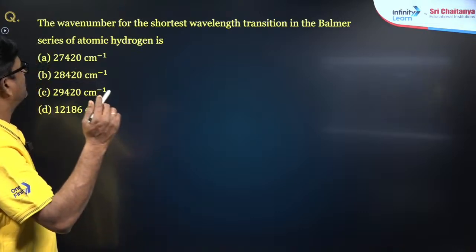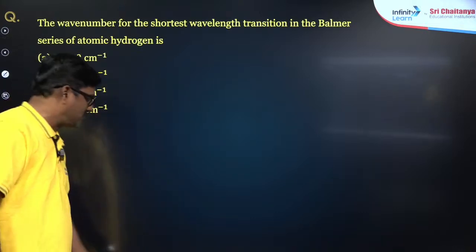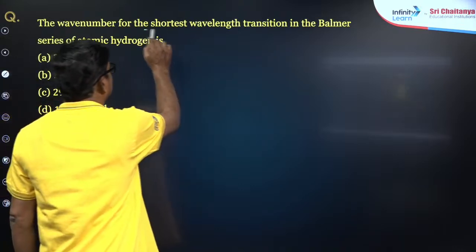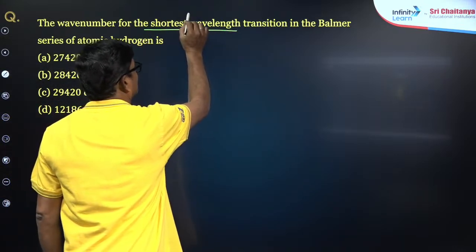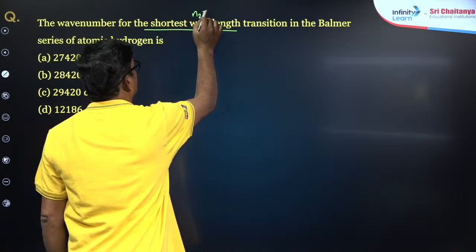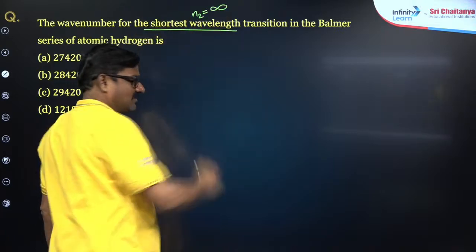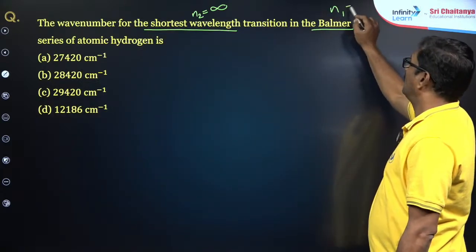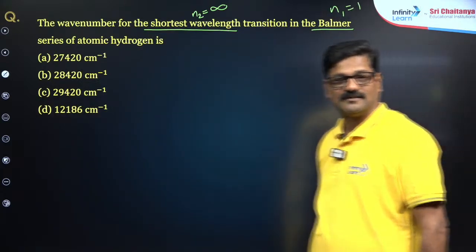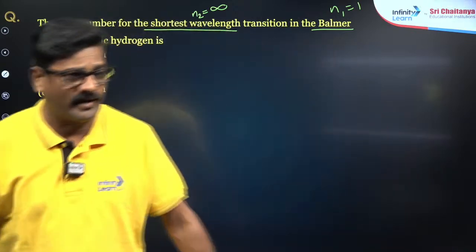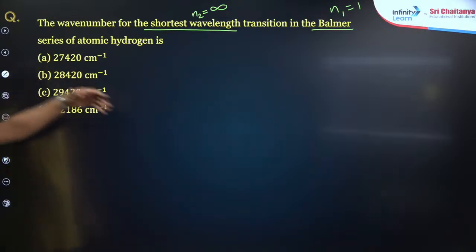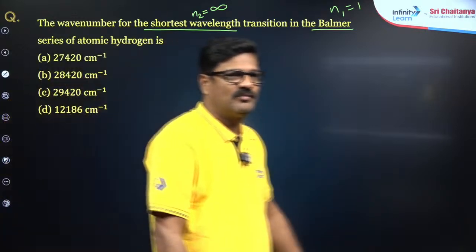The wave number of the shortest wavelength transition in the Balmer series of hydrogen atom. Shortest wavelength means n2 is going to be infinity. And it is said that it is a Balmer series, n1 is equal to 2. Can you do it? Quickly. You can give in centimeters, first calculate in angstrom units.